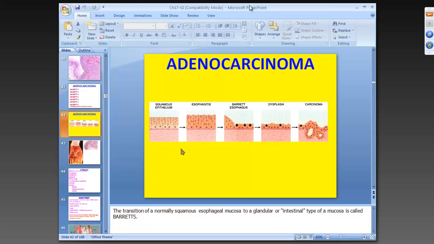Here, the transition of a normal squamous esophageal mucosa into a glandular or intestinal type of mucosa. What I mentioned about Barrett's: you see the squamous epithelium. This will be when it's esophagitis. This is the Barrett's esophagus with the dysplasia and the carcinoma. Notice the carcinoma invading the submucosa and making it all the way to the basement membrane.